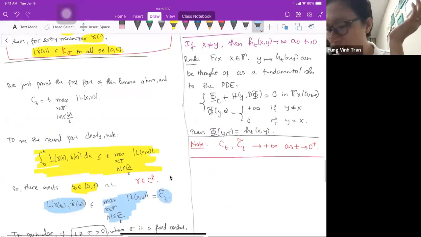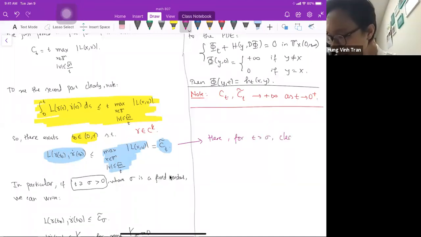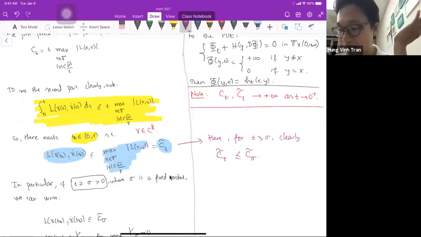Oh yeah, c tilde is because I don't multiply with t, okay? So that's that, and clearly you see that if, let me say it, if here, for t greater than sigma, then clearly c tilde of t is going to be less than or equal to c tilde of sigma, right? Because the bigger the t, the smaller the region for v is. So that's why what we need is really that t is bounded from below by sigma.